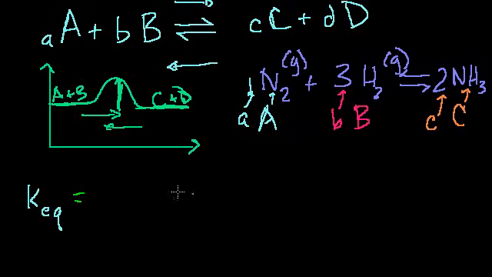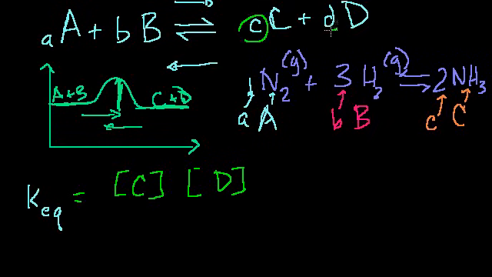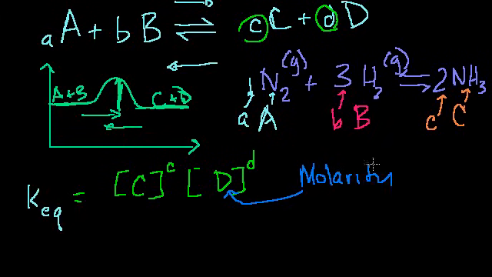So you take the concentration of each of the products, and you multiply them by each other, and you raise them to the mole ratios. So in this case, it would be the concentration of big C raised to the lowercase c power, and the concentration of big D raised to the lowercase d power. And when I say concentration, especially in your intro chemistry classes, the concentration is going to be measured in molarity. Molarity, which, just as a review, is moles per liter.